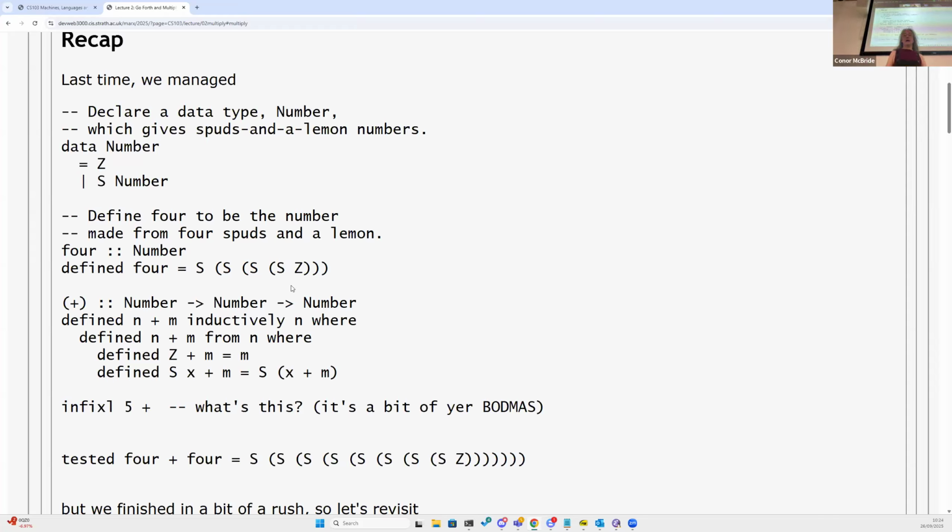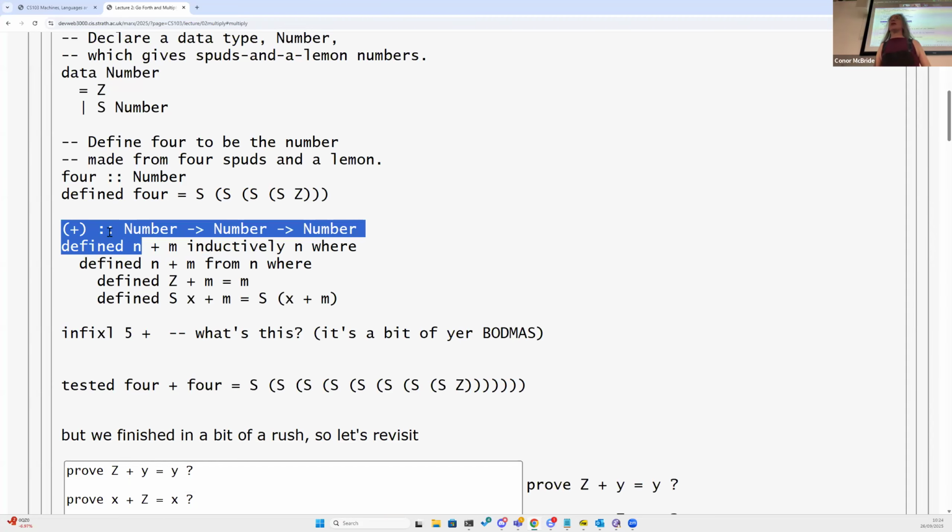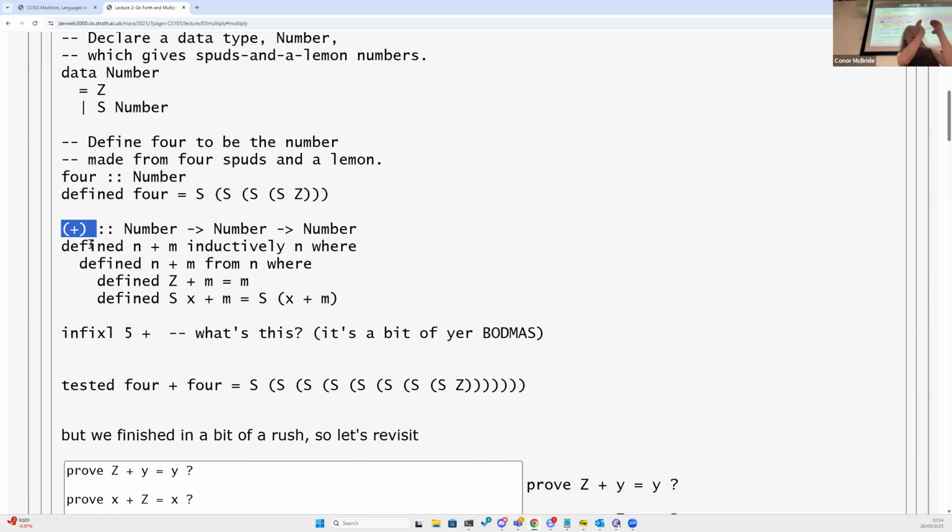Okay, and then we defined addition. So this thing, you can see it's made of symbols rather than letters. And that means it's an infix operator. When we feed it 2 inputs, we write it between those inputs, like you're used to. When we talk about it as a thing in its own right, we put parentheses around it. So if we want to talk about plus the function, we put it in brackets. If we want to add 2 numbers, we just put a plus sign between the numbers.